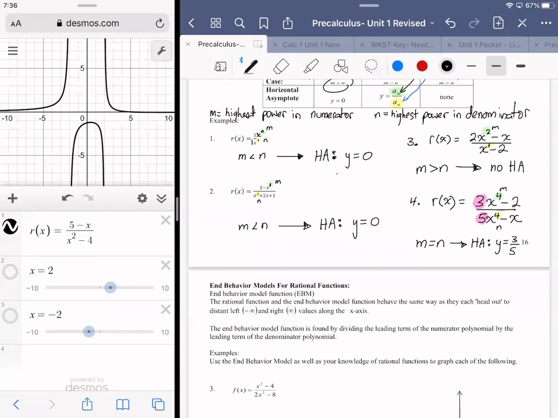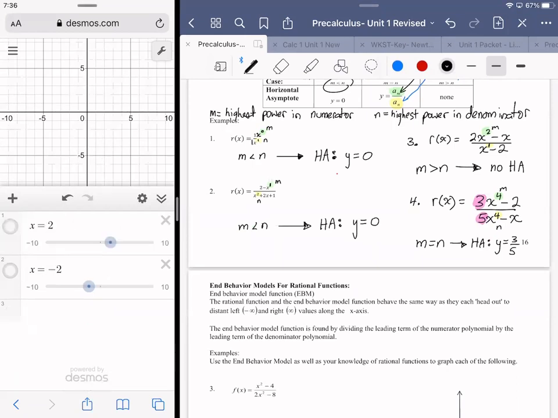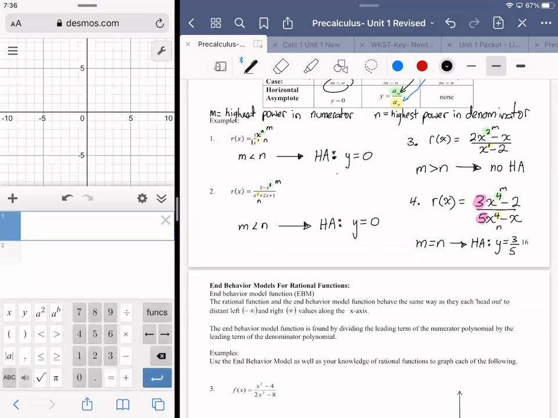So that one's got a little extra something going on, but you could also pick out what the horizontal asymptote is graphically. If you plot the graph, r of x is equal to, again, 3x to the 4th minus 2 over 5x to the 4th minus x.